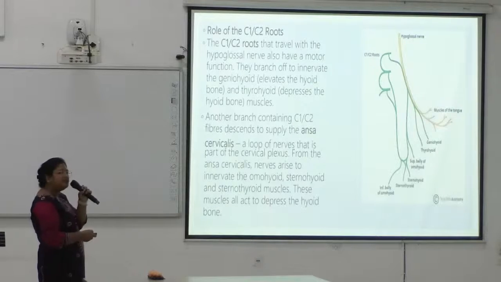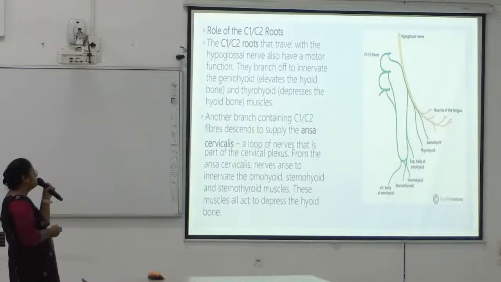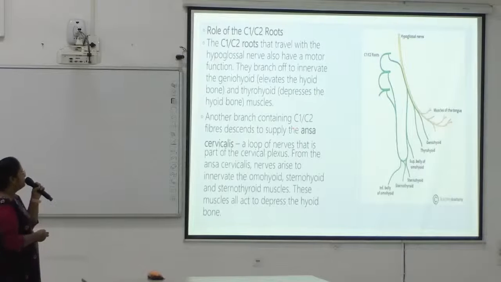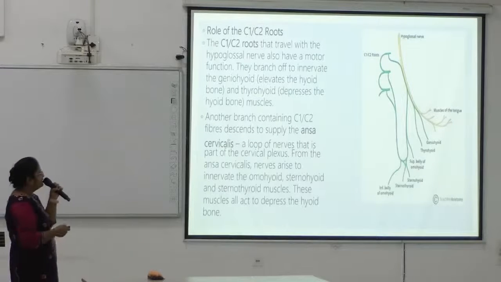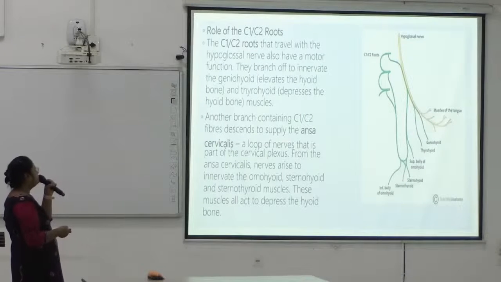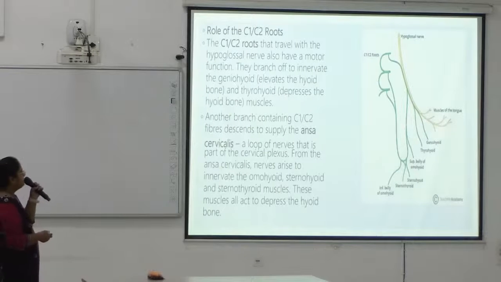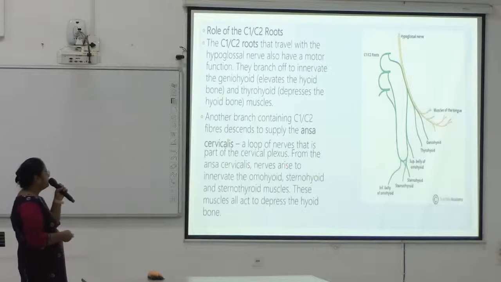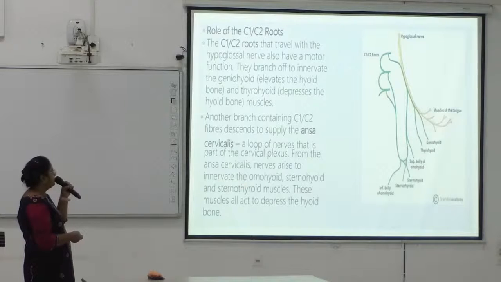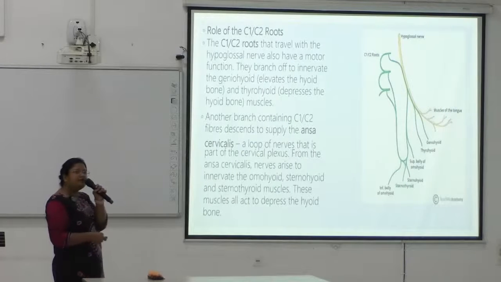The branch containing C1 supplies the muscles, and this branch is the ansa cervicalis. Okay. A loop of the cervical plexus, and from the ansa cervicalis it innervates the muscles. All are infrahyoid muscles.